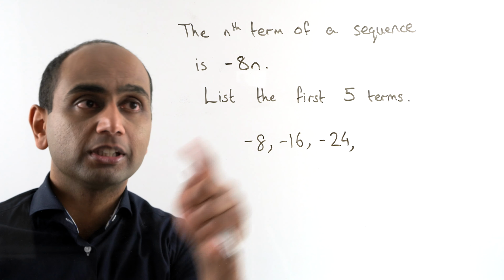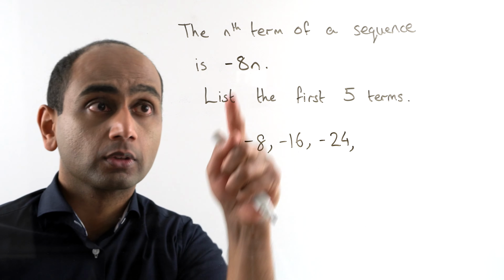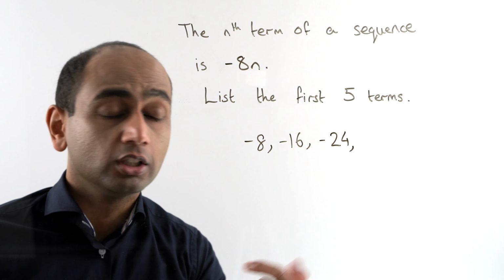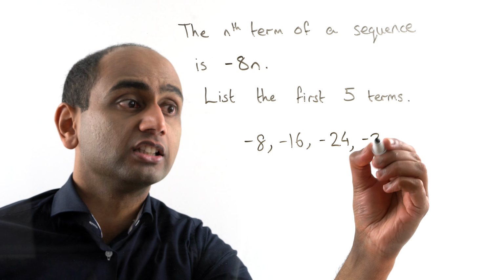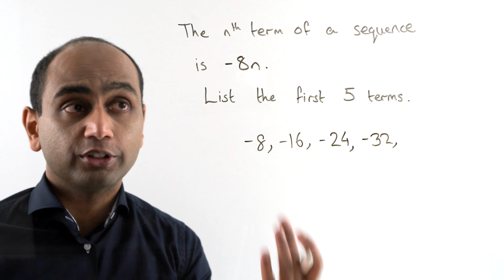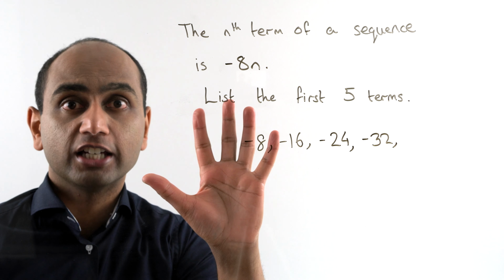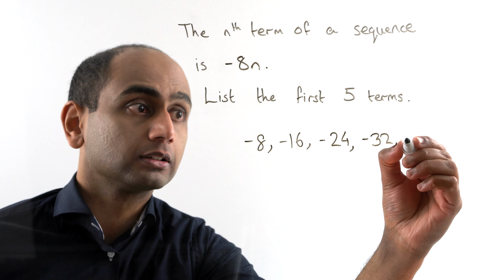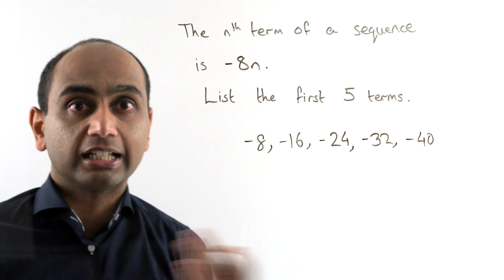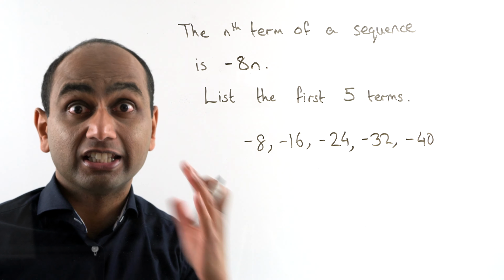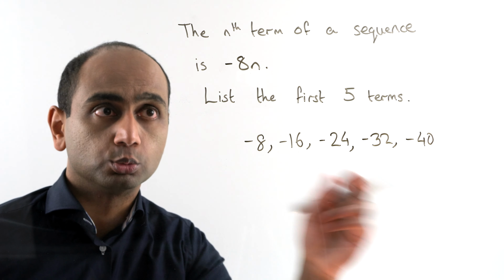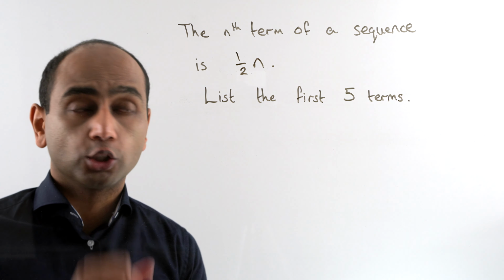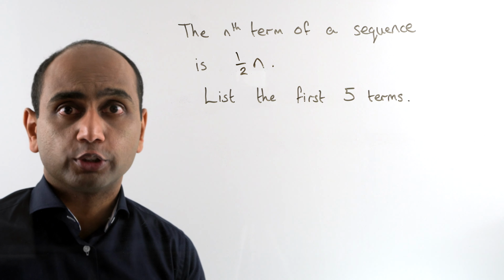The fourth term is when n is 4. Negative 8 times 4 is negative 32. And the fifth term is when n is 5. Negative 8 times 5 is negative 40. And notice we have got what's effectively the negative 8 times table. Here's the final example for this video. Pause it and have a go for yourself.